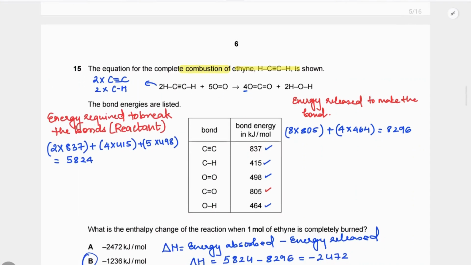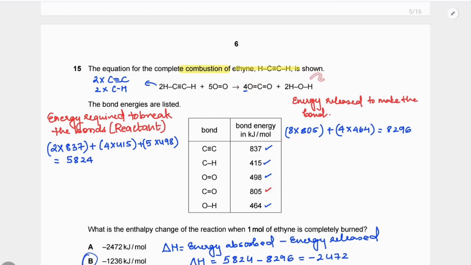Now here energy released to make the bond. So we can say that over here carbon oxygen we're gonna have 805. Now we have 2 times carbon oxygen bond, so 2 multiply by 4, which gives me 8 times 805 from here.